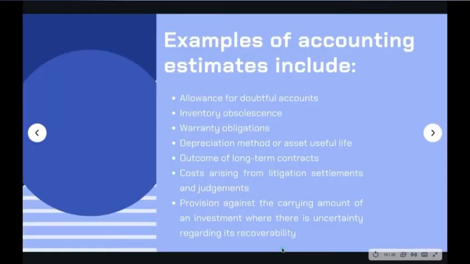So here are examples of accounting estimates like allowance for doubtful accounts, inventory obsolescence, warranty obligations, depreciation method or asset useful life, outcome of long-term contracts, costs arising from litigation, settlements and judgments, provision against the carrying amount of an investment where there is uncertainty regarding its recoverability.